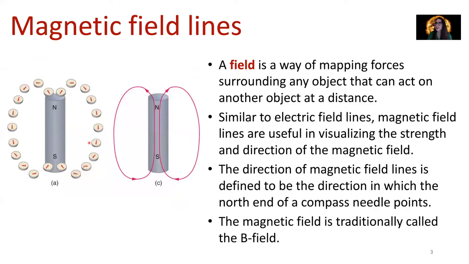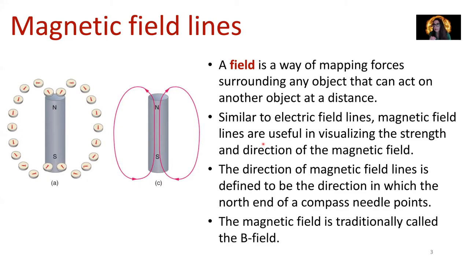A magnetic field, an electric field, a gravitational field. A field is a way of mapping forces that surround any object that can act on another object at a distance. So just like electric fields, magnetic field lines are useful to visualize the strength and direction of the magnetic field. Now, the direction of magnetic field lines is defined to be the direction in which the north end of a compass needle points. And the magnetic field is traditionally called the B field.